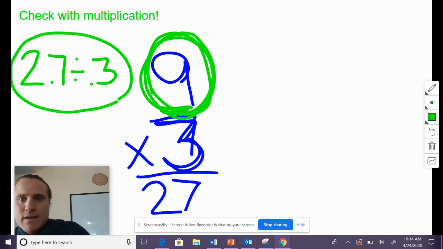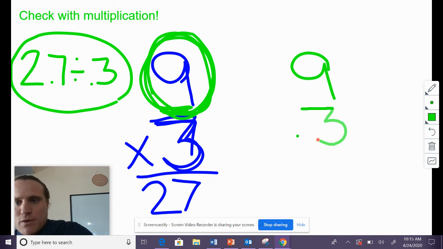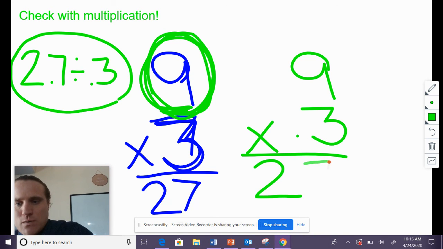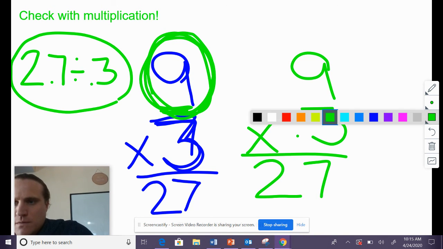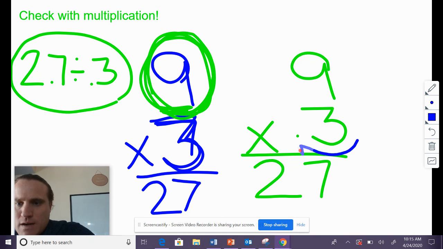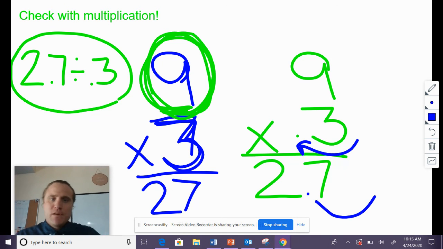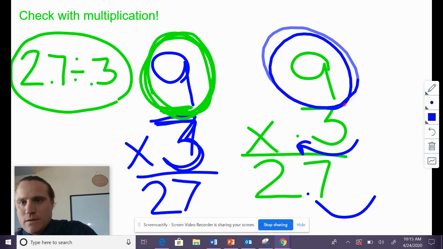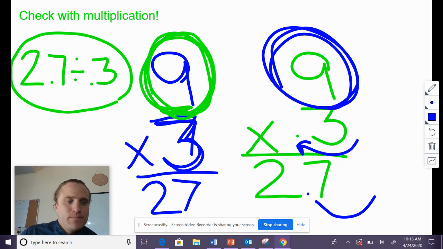So if I take 9 and multiply it by 3/10, I'll still have my 27, but I go in one time for place value. So there it is. Once again, 9 is the correct solution.